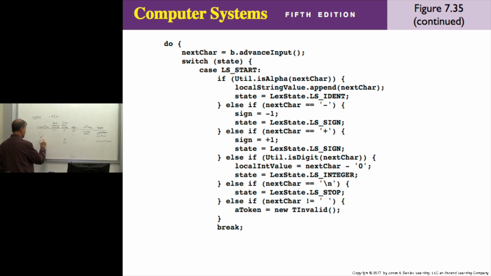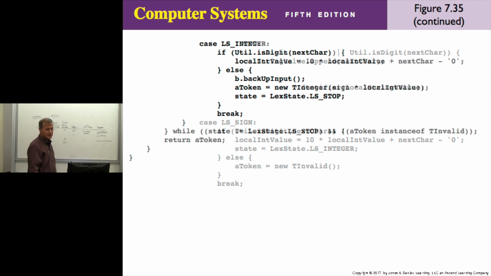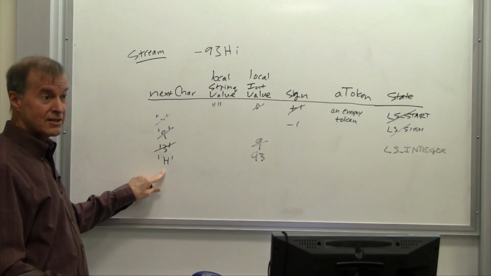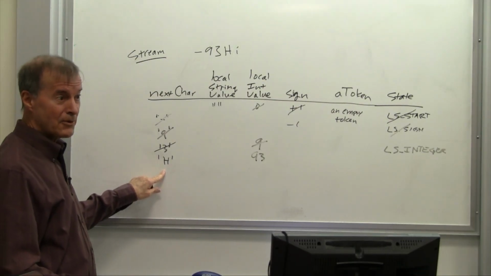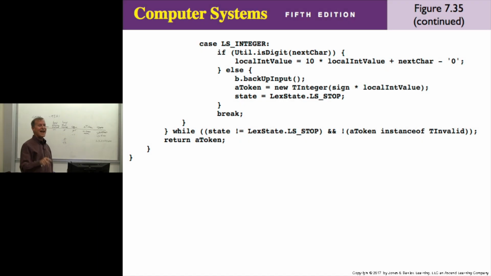So now we come back up to here, case LS, nextchar, now nextchar gets what? H. Case LS start, yes or no? Case LS ident, yes or no? Case LS sign, yes or no? No. Case LS integer. Yeah. If util is digit, nextchar, is digit? No. So therefore what? Else. Now look what happens.